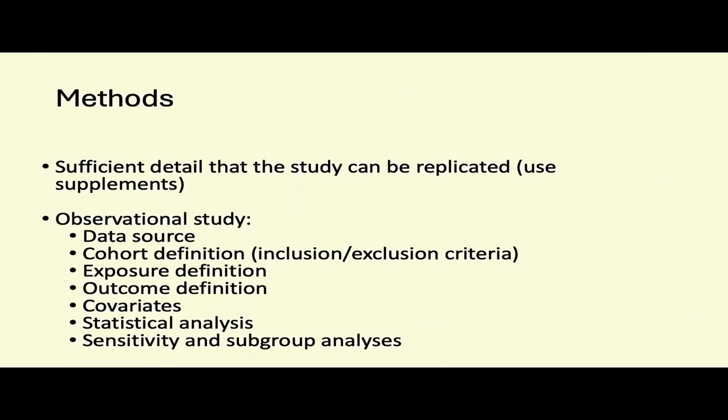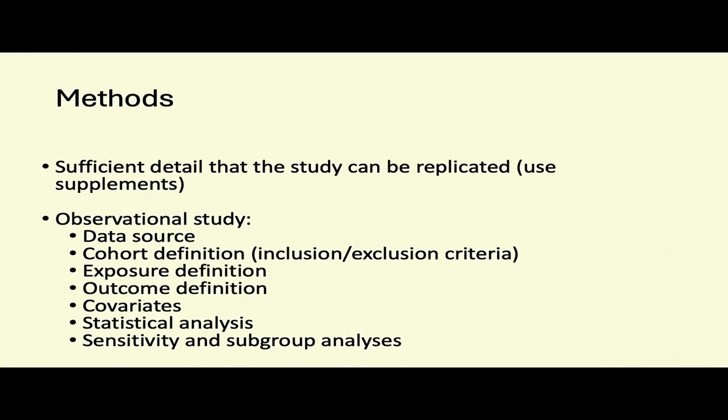This is key, and I think something editors are going to be paying attention to. Is there sufficient detail in the way you describe your methods so that the study could be replicated? The importance of being able to replicate science is something that the field has become really acutely aware of, and so having a well-written methods section is obviously foundational to reproducibility.